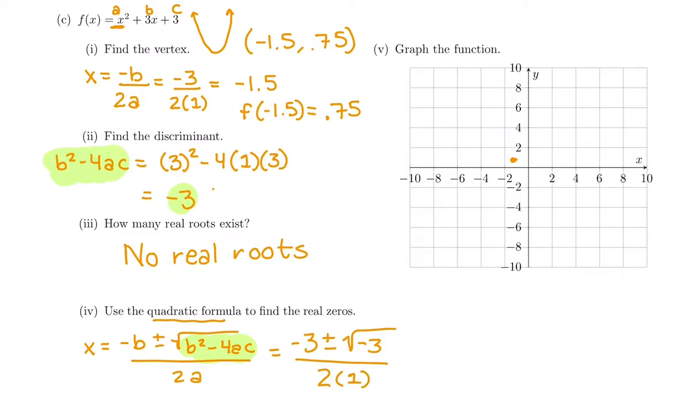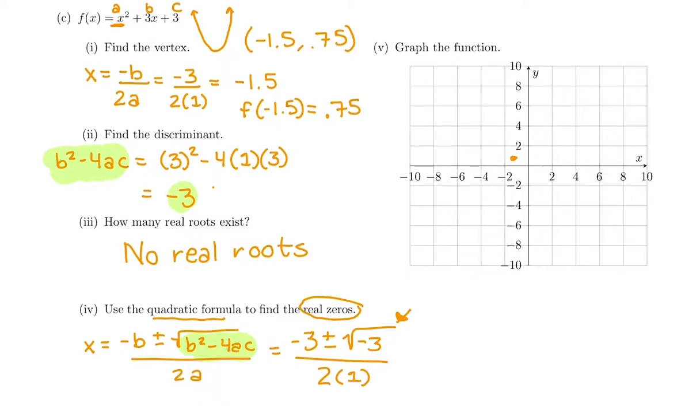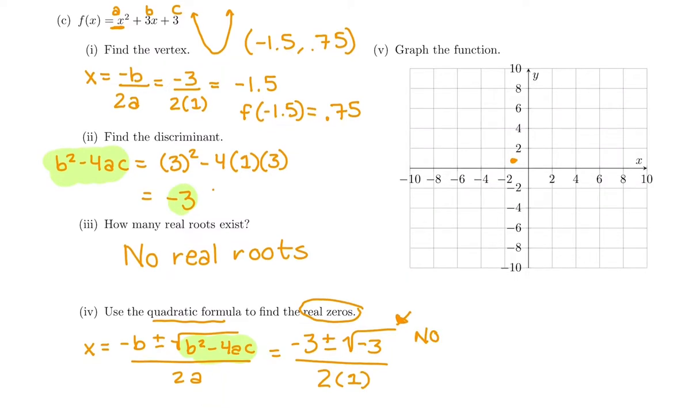Well, if you try to plug into your calculator, what does the square root of negative 3 give you? It gives you an error. So there are no real numbers. There are none to find for this one. There are no x-intercepts to find, which matches what we guessed, just thinking about the shape of the parabola being a U. We already found the minimum point was at 0.75, so it never crosses 0.